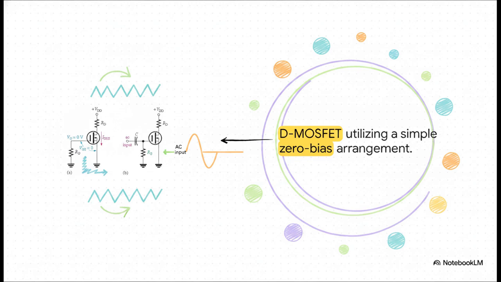And this brilliantly illustrates why the D-MOSFET is such a remarkably versatile component. Remember, the D-MOSFET has a built-in channel, meaning it inherently conducts at 0 volts. Because it can seamlessly handle both positive and negative gate voltages, operating in either enhancement or depletion modes, we can use a beautifully simple zero-bias setup.